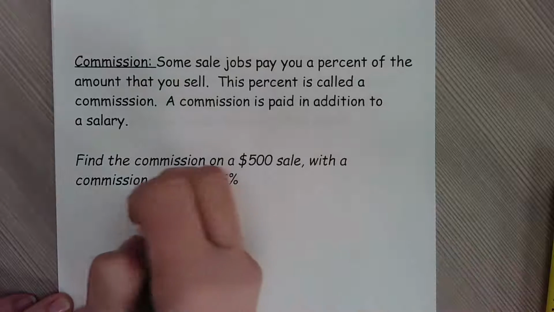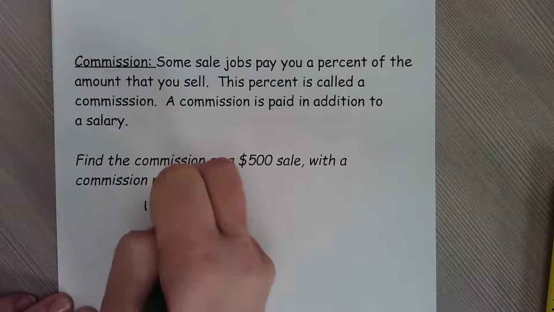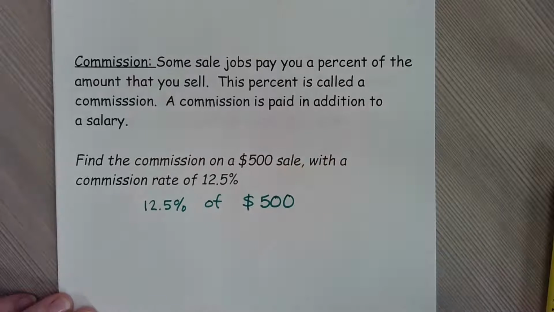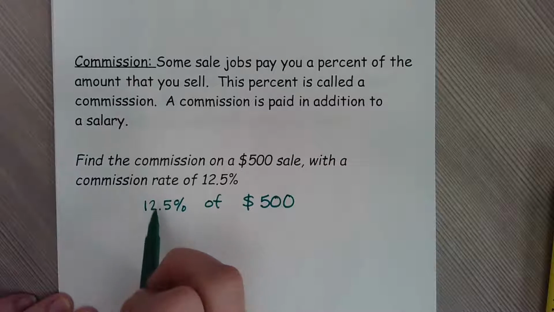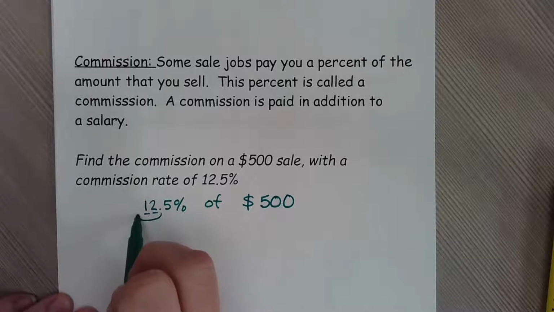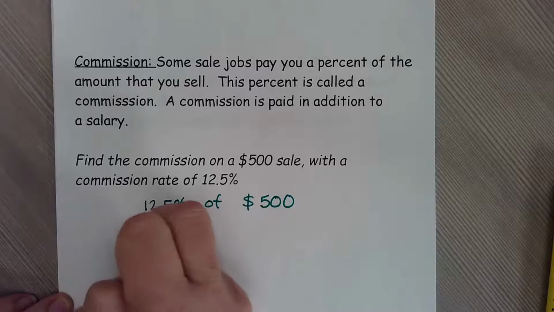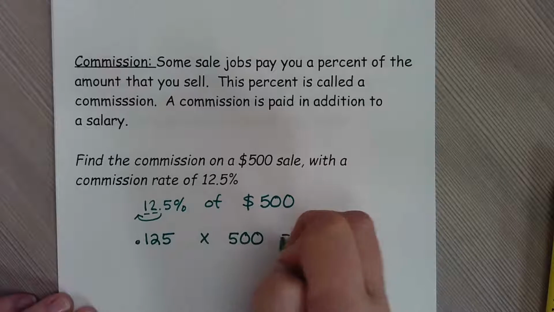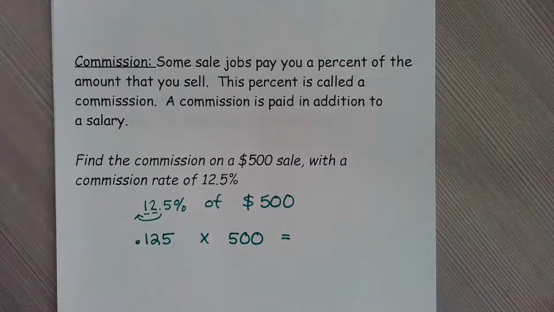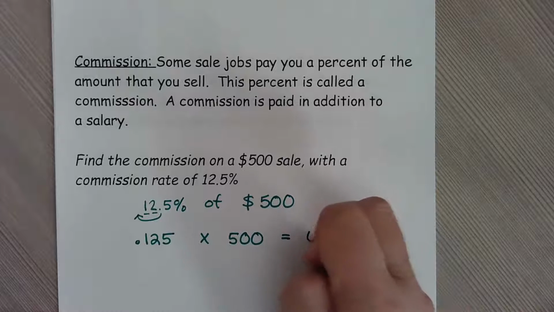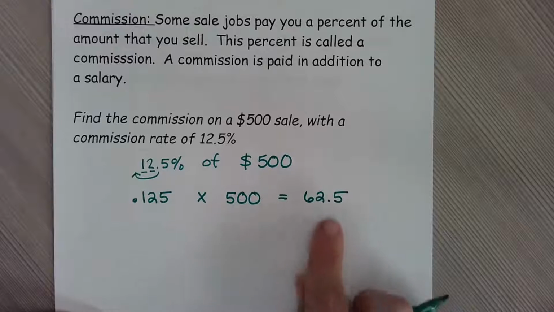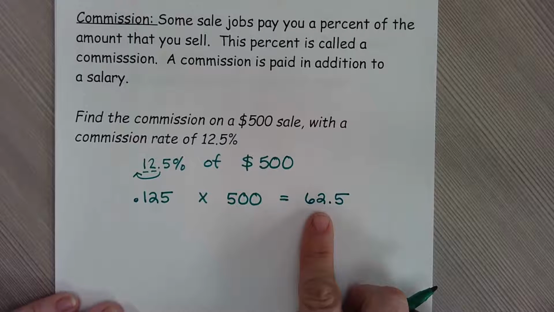So we're going to find 12.5% of $500. And we do that by turning the percent into a decimal. So move the decimal 2 places. It'd be 0.125 times 500. And you want to use a calculator to find that answer. And when you do, you get 62.5.